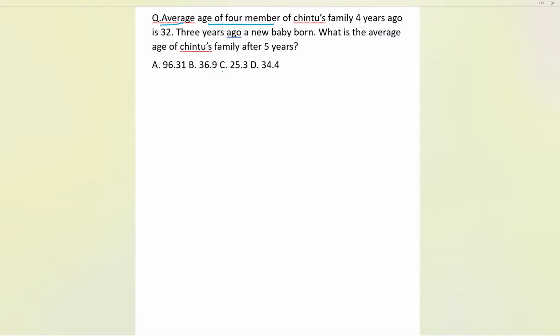Average of 4 members over here, 1, 2, 3, 4. Okay, so we have up to 4 members. 4 years ago, 32 was the average that we had earlier. Fine. Now, 3 years ago, a new baby was born. And then, what is the average age of Chintu's family after 5 years? Finally the members will become 5 members. Okay, now let us see.